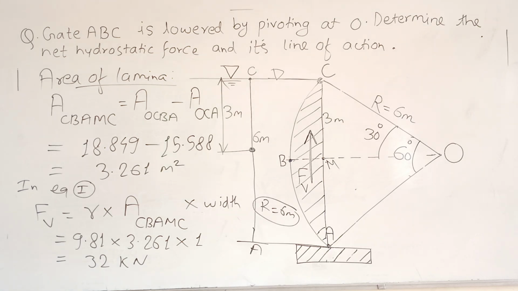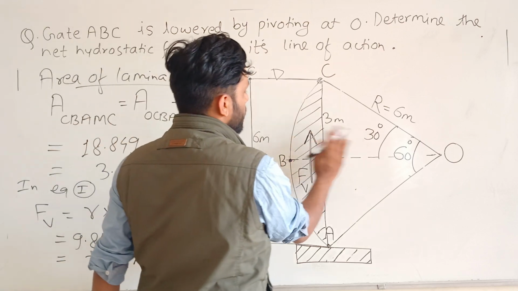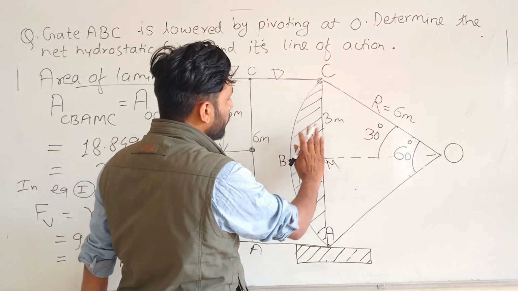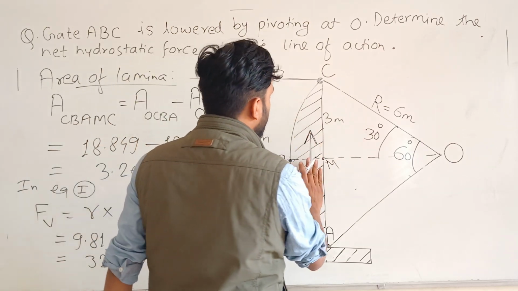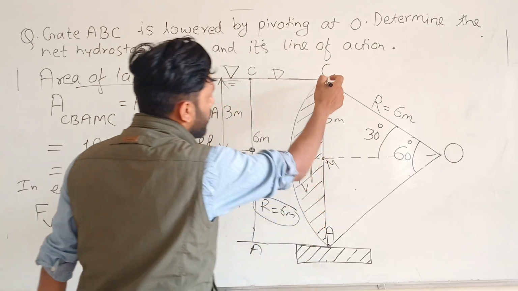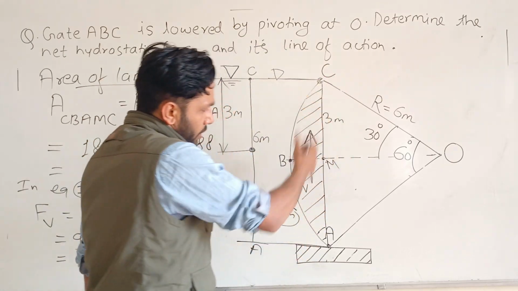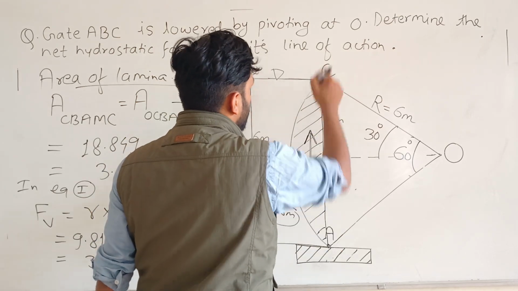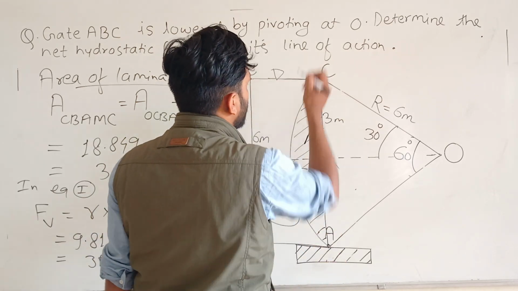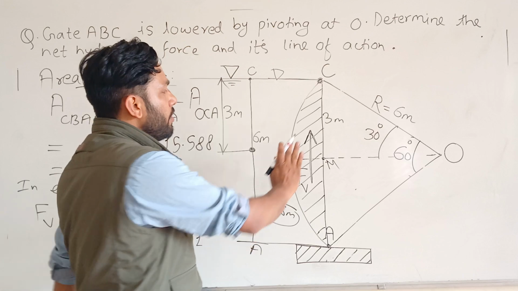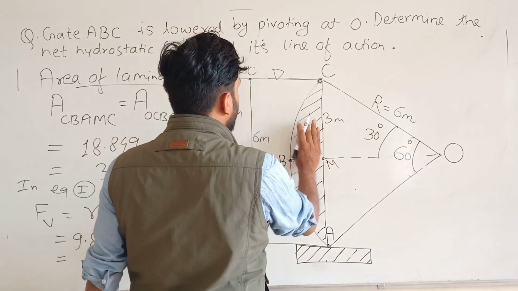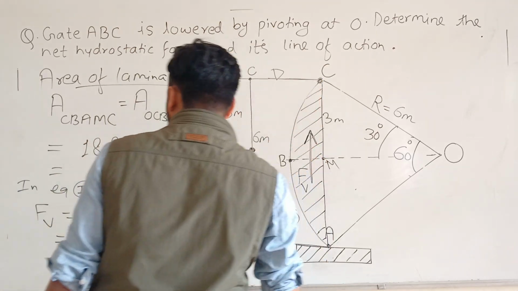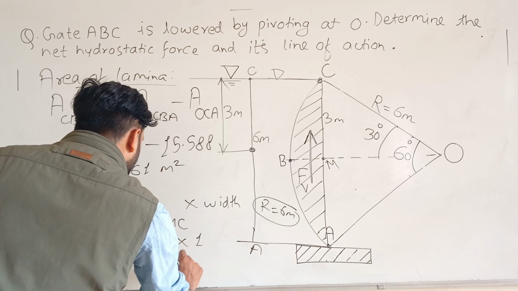And from where is it acting? You put a hand over here: is there a liquid on the left side? No. So that's why you can say that it is acting upward. We have done this problem using the resultant concept, extending the extremity toward the surface. There is no liquid on the left side, so it is acting upward.